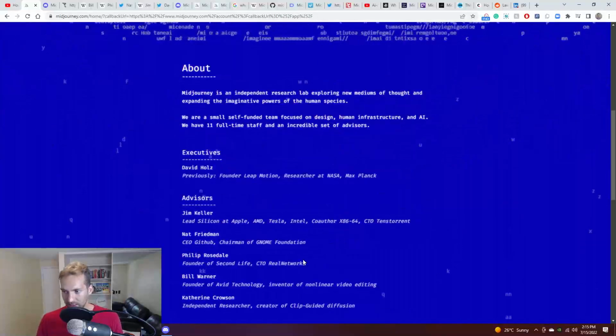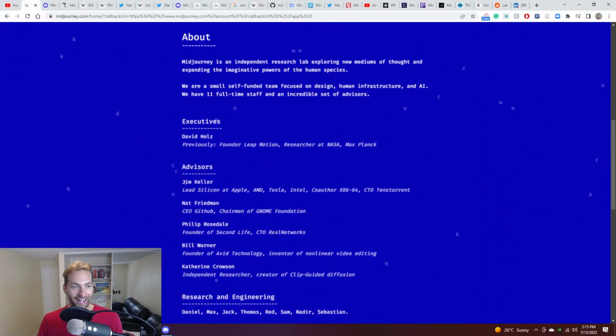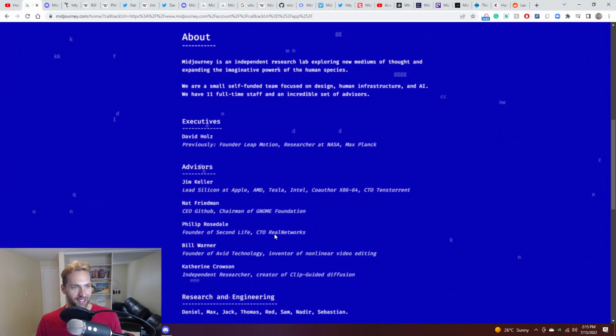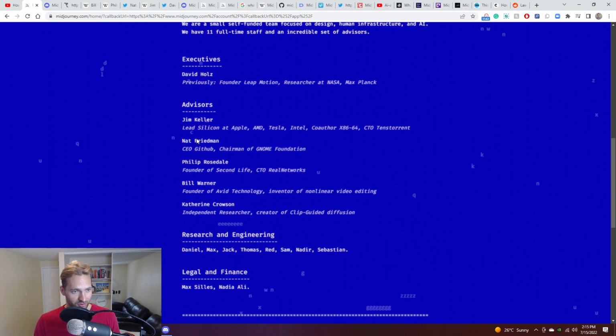A couple other things that I wanted to touch on is the stacked team that this has. First of all, they're self-funded, design, human infrastructure, and AI, 11 full-time, and just an amazing set of advisors. And they are not overselling when they say amazing advisors. Jim Keller, if you don't know who Jim Keller is, had an incredible talk with Lex Fridman on his podcast about it. And he's just a brilliant mind who designed some of the first microchips.